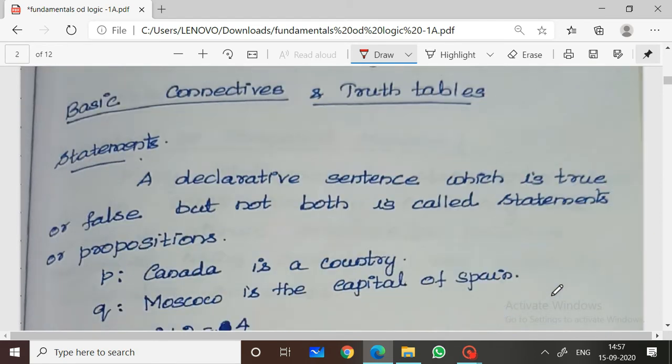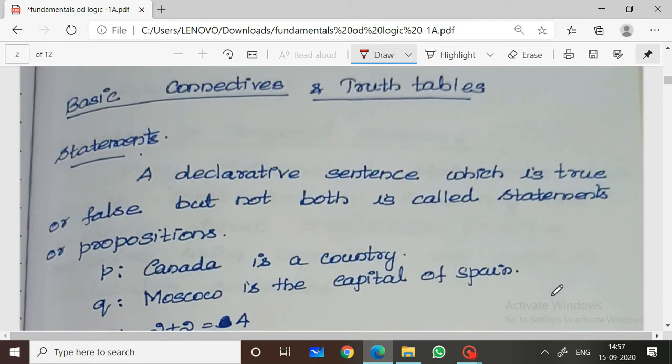So first of all, the first topic we are going to learn is basic connectives and truth tables. In basic connectives, this you have already learned in your higher secondary also.